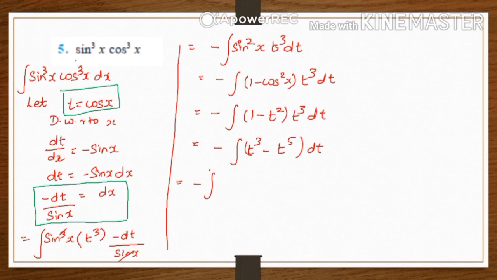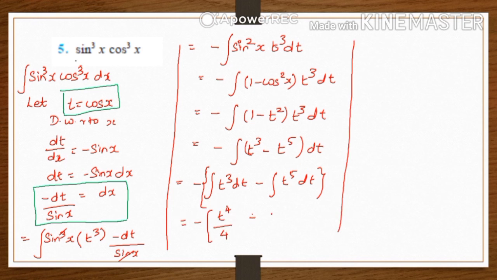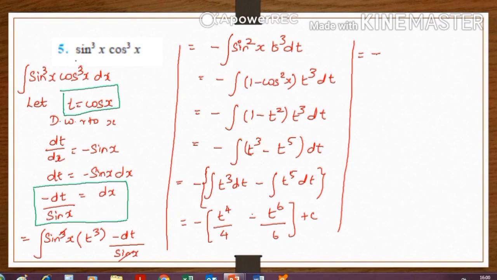Multiplying t cube inside the term, this is minus integral t cube dt minus integral t power 5 dt. So we had split the integral. This value is nothing but t power 4 divided by 4 minus t power 6 divided by 6. We use the formula that integral x power n is equal to x power n plus 1 divided by n plus 1. So that concept we are applying here.